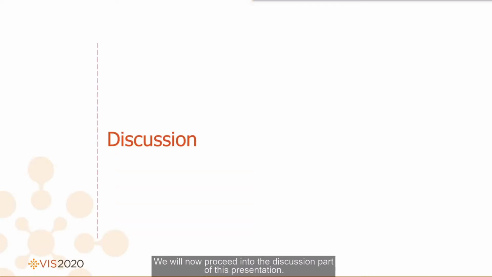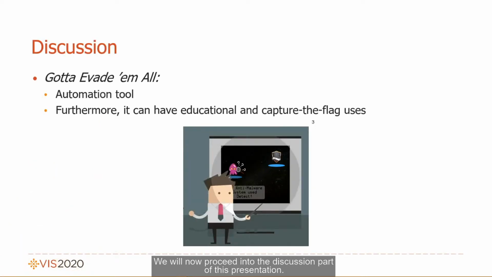We will now proceed into the discussion part of this presentation. Malware is constantly developing. This means that checking for evasive malware is very hard, making it more difficult for an anti-malware system to decide how to react accordingly.